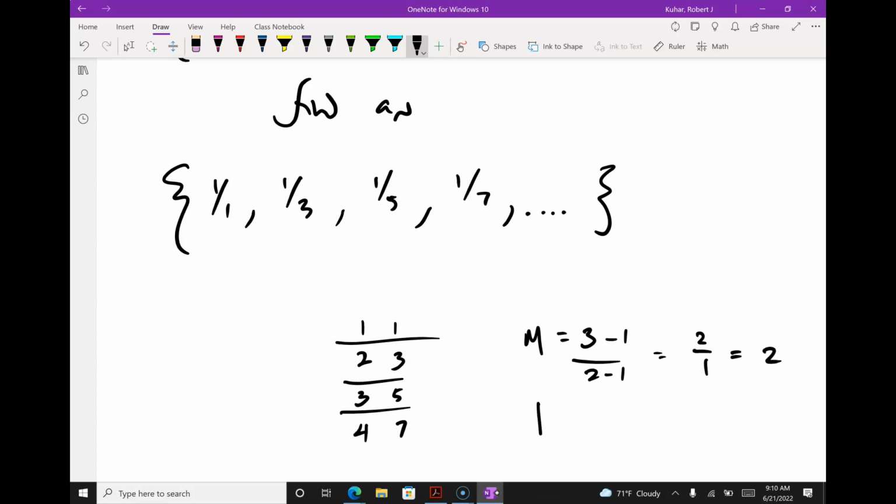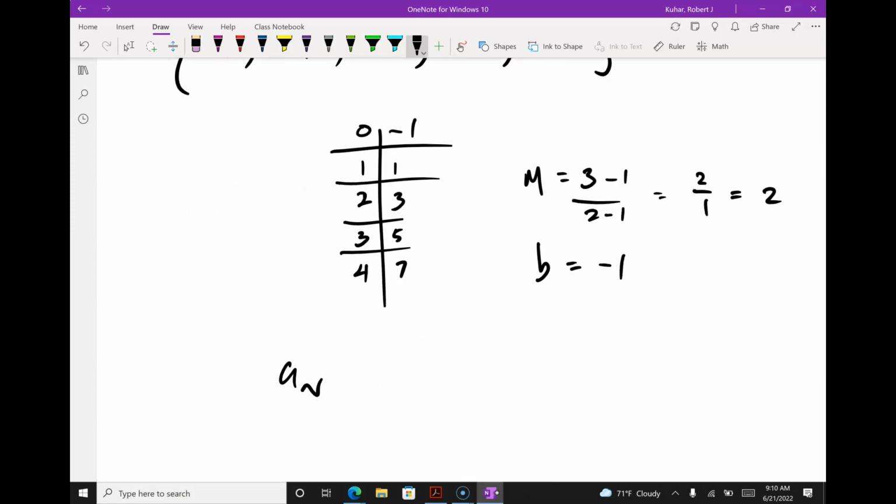All I have to do is figure out the b value. And I don't know how long it's been since you've been in Algebra 1, but if I can add 2, I certainly can subtract 2. So if I go 1 less, I'm going down to minus 1, and that's my b value. So my a sub n is actually 2n minus 1.